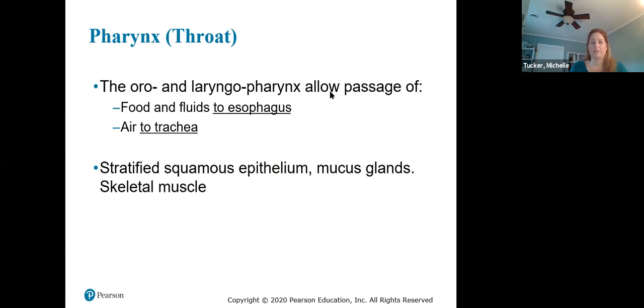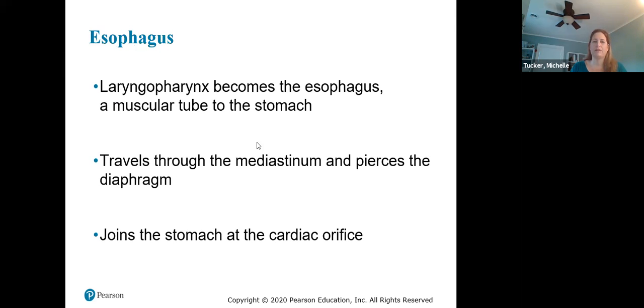The oro and laryngopharynx allow passage of food and fluid to the esophagus and air to the trachea. It is made up of stratified squamous epithelium, mucus glands, and skeletal muscle. The laryngopharynx is going to merge with the esophagus, which is a very strong muscular tube that leads to the stomach. It travels through the mediastinum, pierces the diaphragm, and joins the stomach at the cardiac orifice.